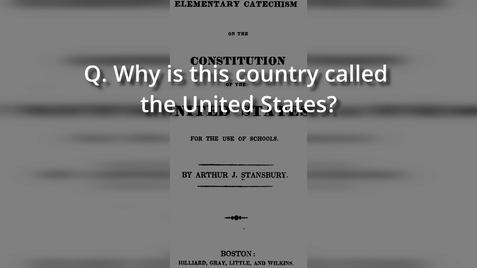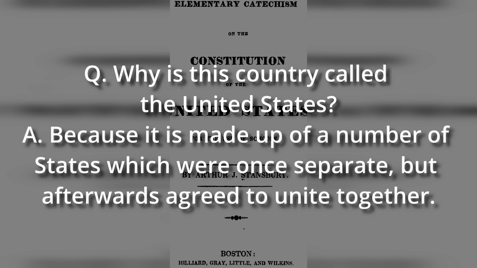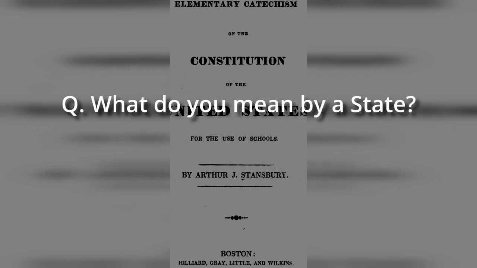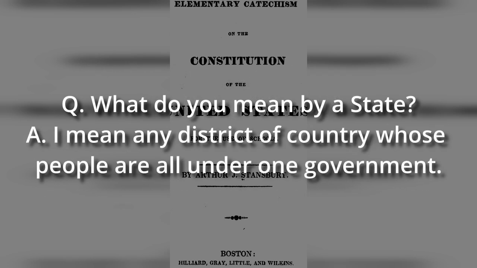Why is this country called the United States? Because it is made up of a number of states, which were once separate, but afterwards agreed to unite together. What do you mean by a state? I mean any district of country where people are all under one government.